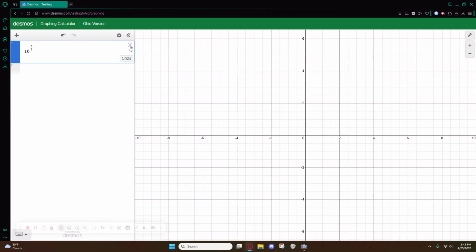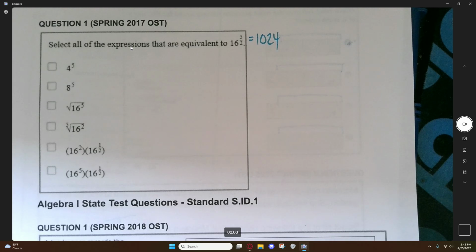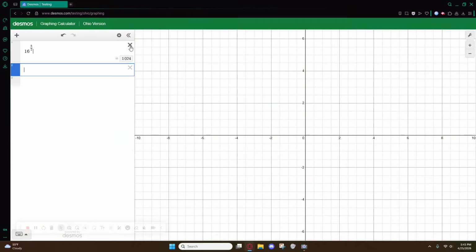And it tells you that that is 1,024. And all you're going to do is put in the other choices and see if that equals 1,024. 4 to the 5. Whoops. Does that equal 1,024? Yes, you check it off. 8 to the 5? Well, no, that gives a way bigger number, so that's a no. The square root of 16 to the 5.